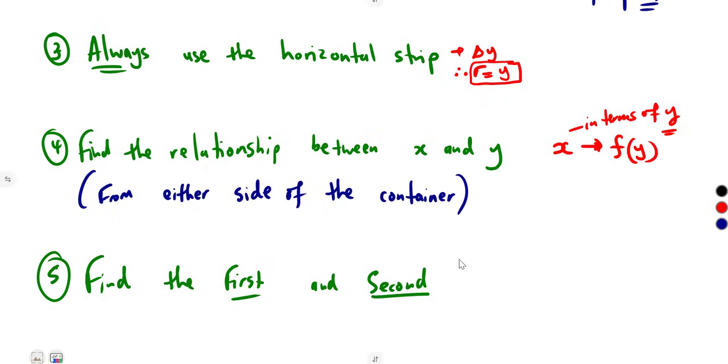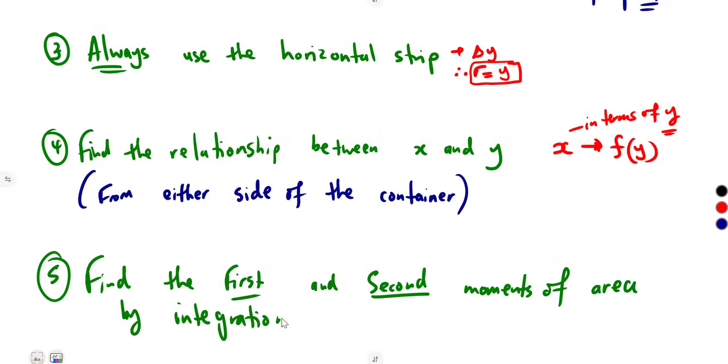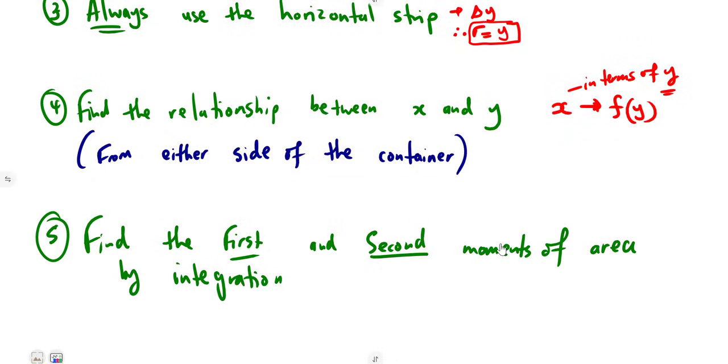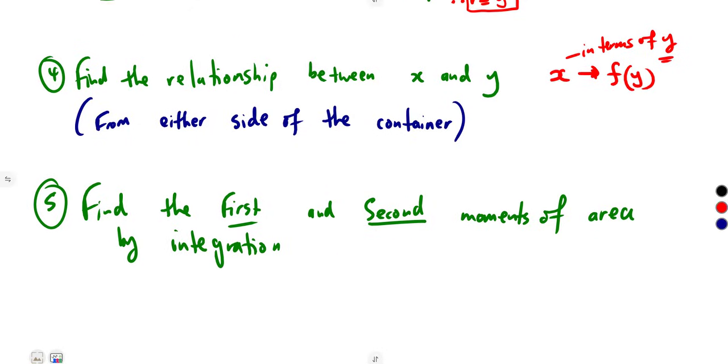Find the first and second moment of what? Moment of area. Which is moments of what? Of area by integration. We know this one is done by integration, guys. So you're going to integrate. Then you must find the last thing from these two, the first and the second moment of area.